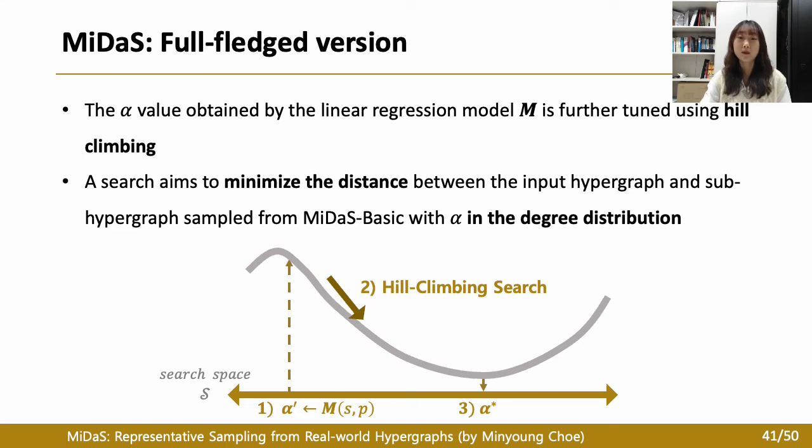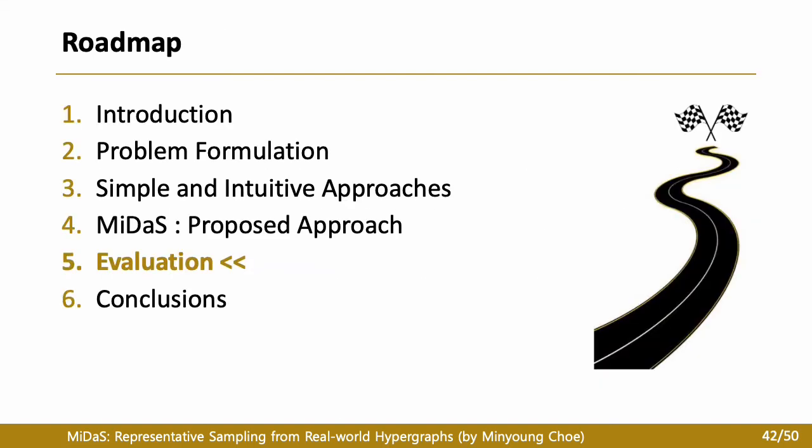Additionally, the alpha value obtained by the linear regression model M is further tuned using hill climbing. The objective of the hill climbing search is to minimize the distance between the input hypergraph and sub-hypergraph sampled by Midas-Basic with respect to the degree distribution.